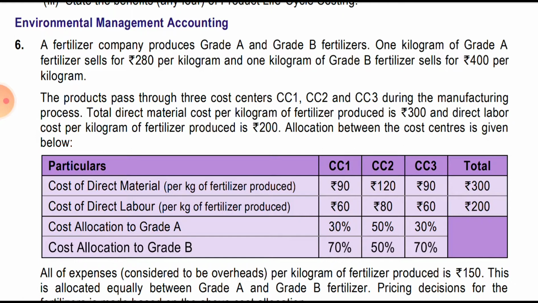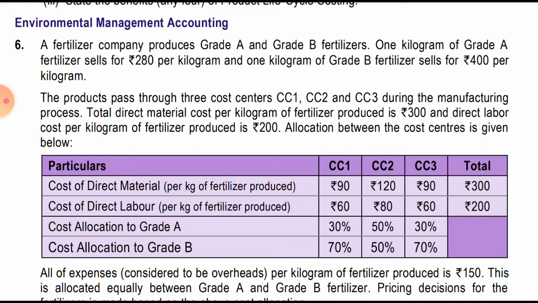They have been bifurcated into three cost centers, C1, C2, C3, and this has to be allocated under grade A and grade B based on the percentage given. So if we see for material, of that 90, 30% is of grade A, and of that 90, 70% is of grade B. Similarly, of direct labor, 30% of the C1, that is 30% of the direct labor of 60 rupees, relates to grade A, and 70% relates to grade B of 60.